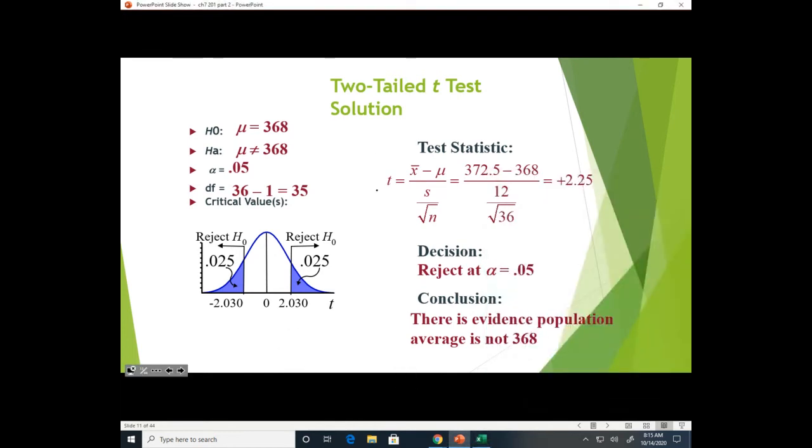Calculate our t statistic: x bar minus mu divided by the standard deviation divided by the square root of the sample size. We got 2.25. We can reject at an alpha of 0.05 significance. So there is evidence that the population average is not 368. So we reject the null hypothesis, and the quality control at the cereal box company should really be looked into.